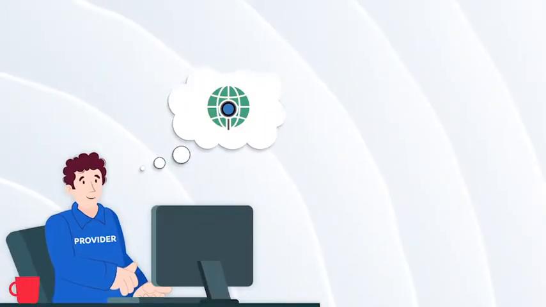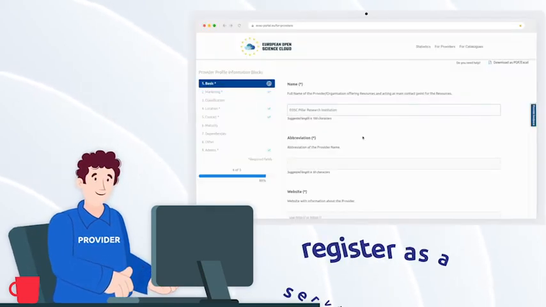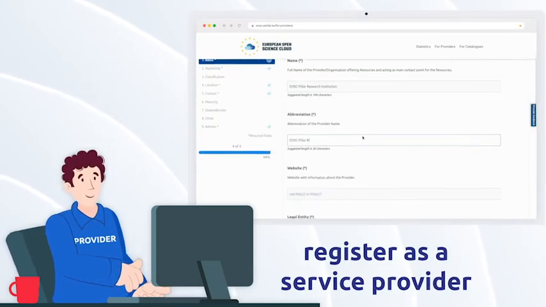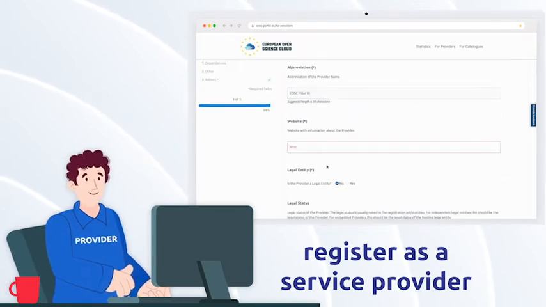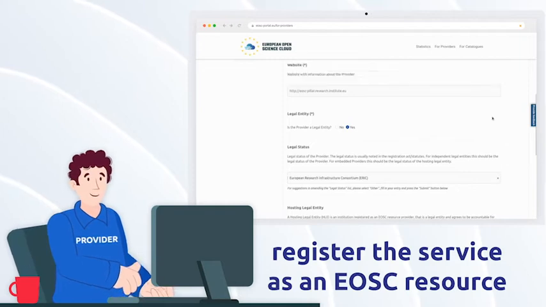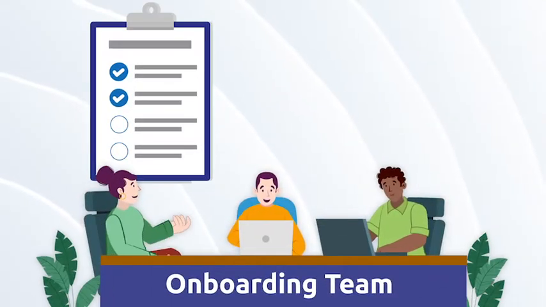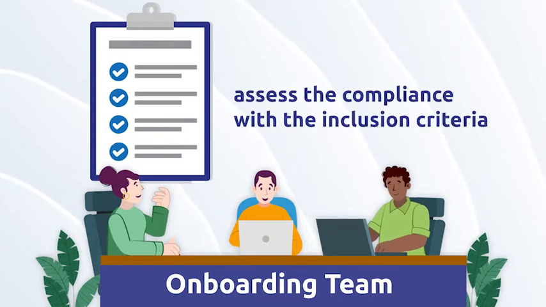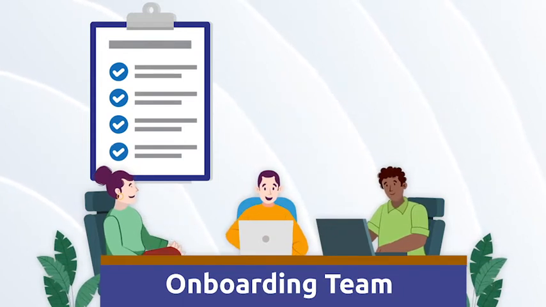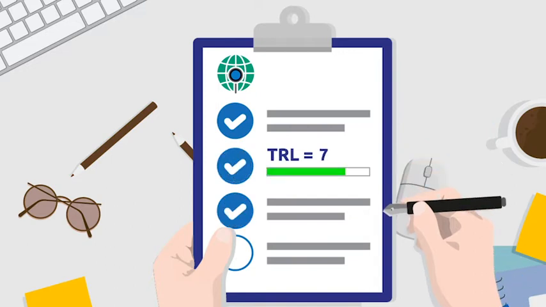When a provider wants to onboard a service in an EOSC catalog, as a first step they register as a provider in the EOSC Portal. The onboarding team evaluates the resource, assessing the compliance with the inclusion criteria, like, for example, if the resource is mature enough to be included in the EOSC Portal catalog.